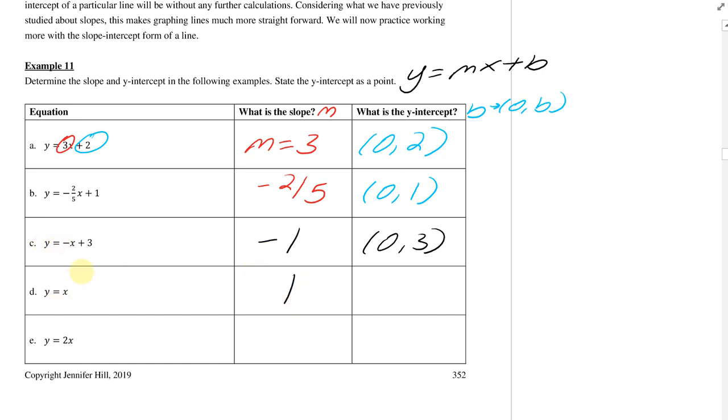And then this is really y equals x plus 0. So we can omit the 0, right? If you're adding 0, you just omit it. So the y-intercept in this case is just (0, 0). Therefore, for e, my slope would be just 2, and once again, my y-intercept would be (0, 0).